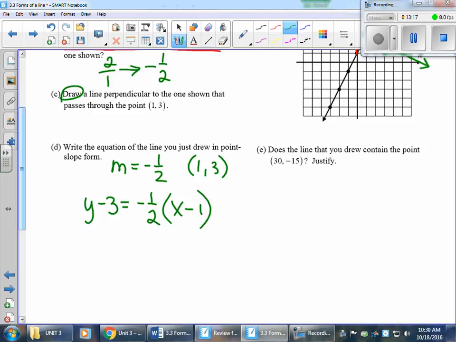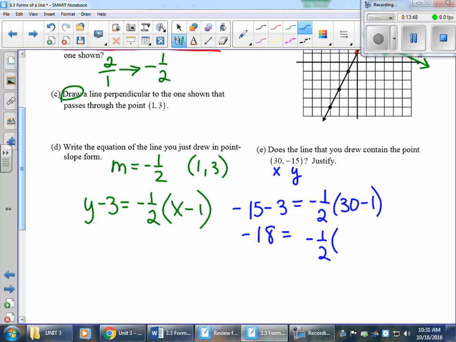And E, does the line that you drew contain the point 30, negative 15? So we're simply going to plug this into the equation that we have to the left. So our x and our y, lately I seem to be getting those mixed up, so I better write that in. So negative 15 minus 3 equals negative 1/2 of 30 minus 1. So negative 18 is equal to negative 1/2 of 29. And the answer in this case is no, because it's negative 14.5.